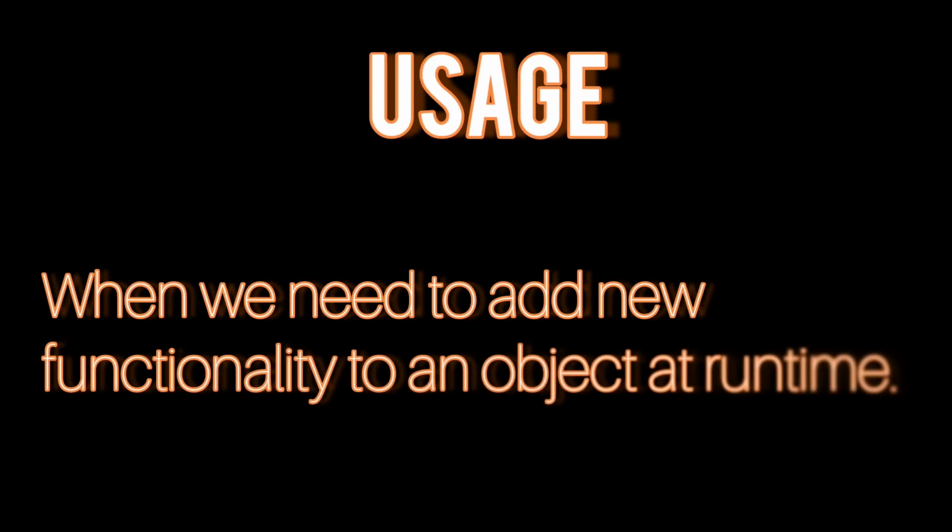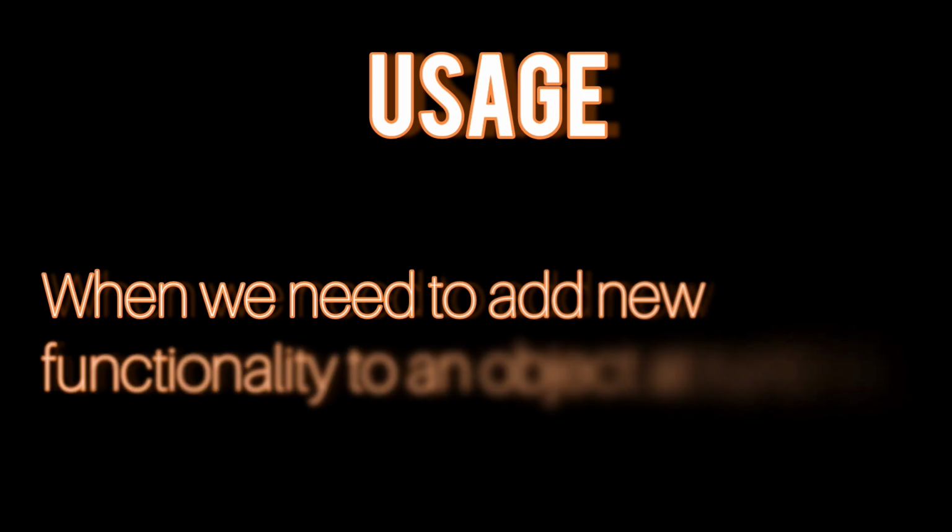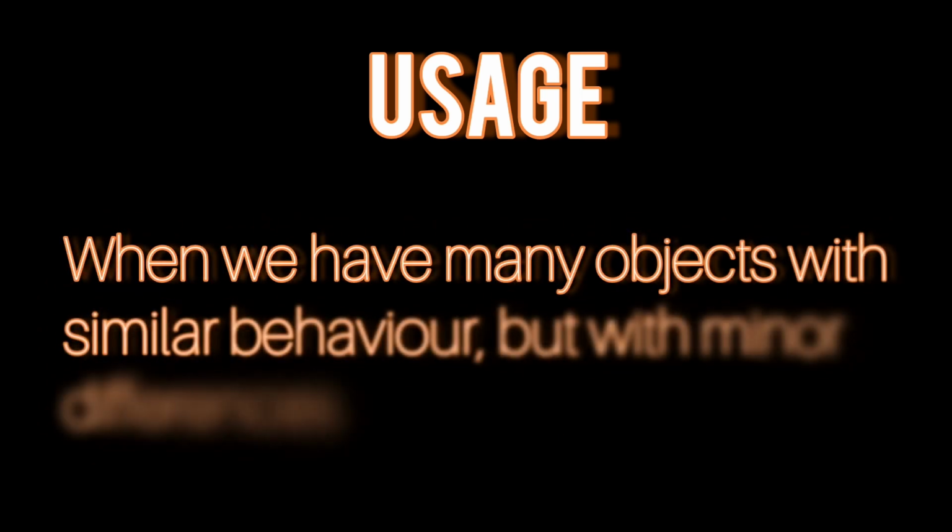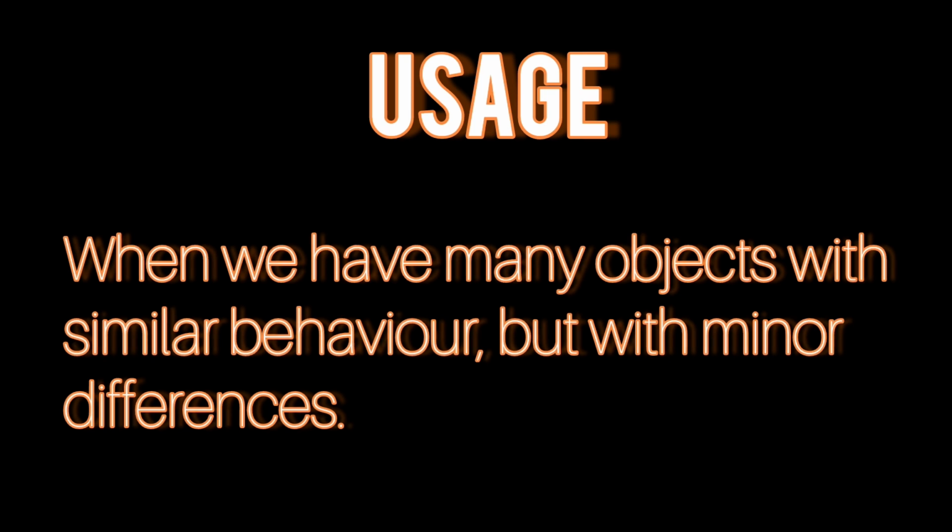So this pattern is useful when we need to add new functionality to an object at runtime. So as we saw, as per the client requirement, we can add special features to the actual object. We can also use this when we have many instances of the object with similar behavior but with minor differences. So at runtime, we can add those special features differently to the different objects.